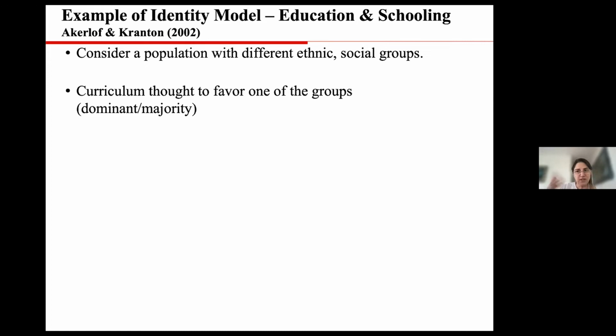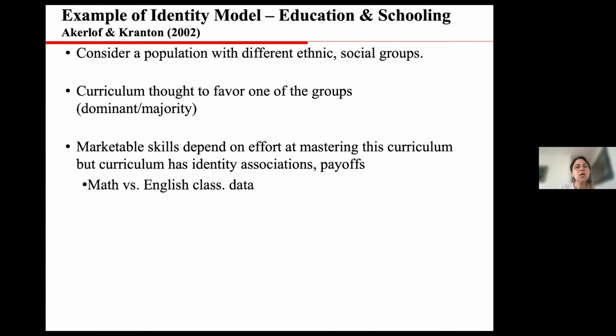And we know we have these battles in US education all the time over literature, for example. So marketable skills may depend on effort and mastering a particular curriculum. This is not only, I say, language, right? Language is a battlefield. People may need to be very skilled at a particular language to have those marketable skills which get them a job. But that language itself, in the social context, may not be someone's native language.